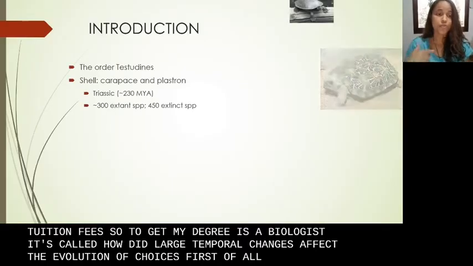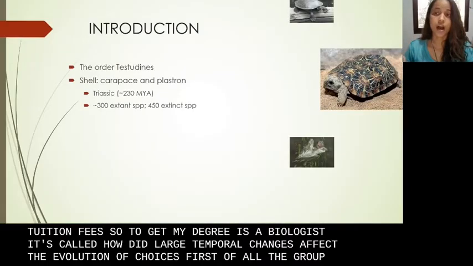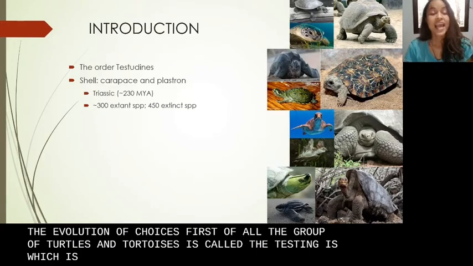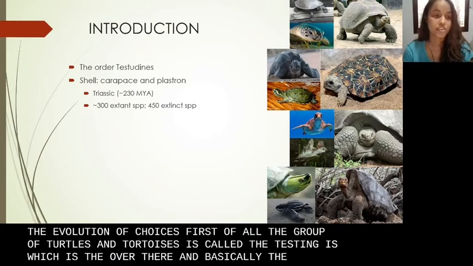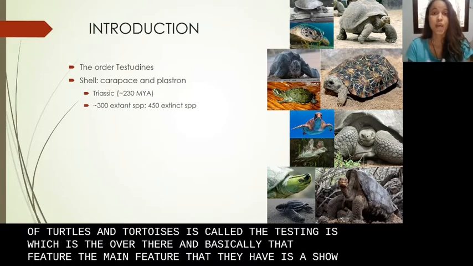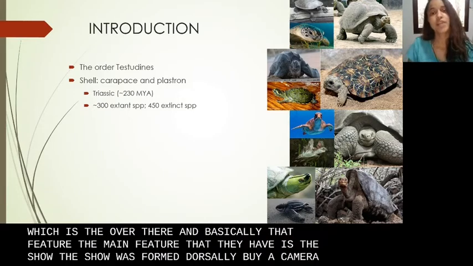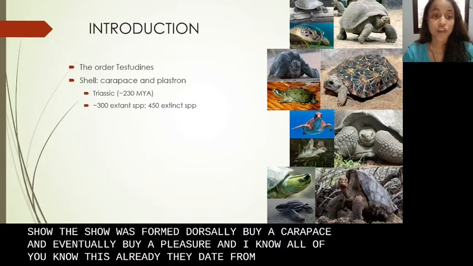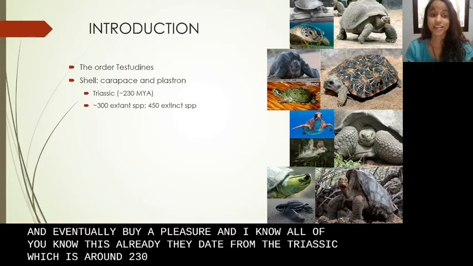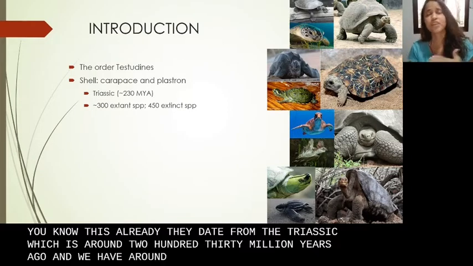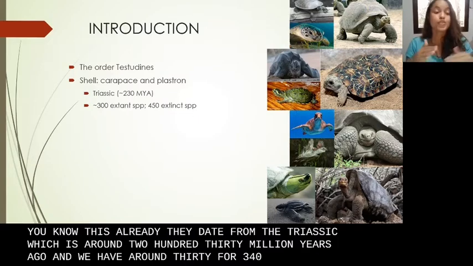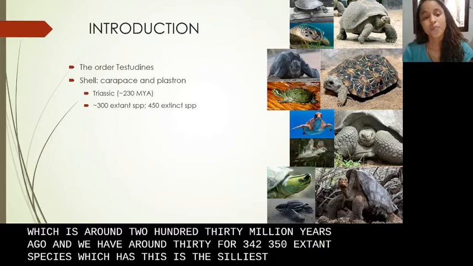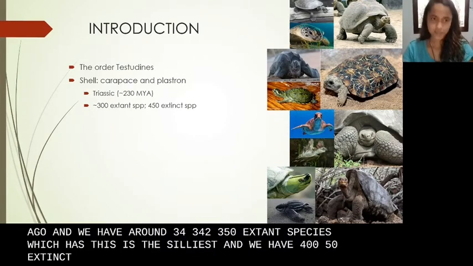First of all, the group of turtles and tortoises is called the testudinídeos, which is the order, and basically the main feature that they have is the shell. The shell is formed dorsally by a carapace and ventrally by a plastron. I know all of you know this already. They date from the Triassic, which is around 230 million years ago, and we have around 340 to 350 extant species, which are species that still live, and we have 450 extinct species.